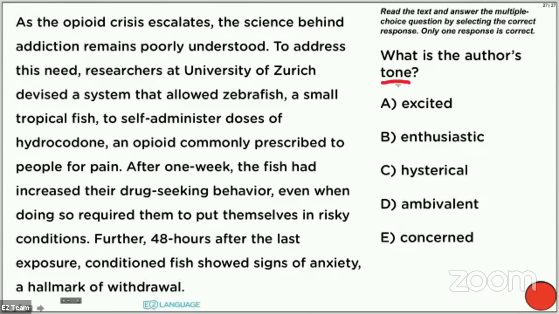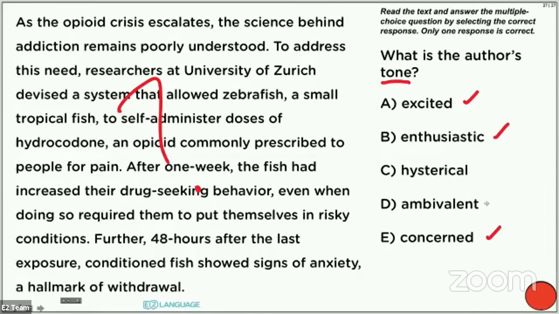Tone. And then let's connect this to the answer options. So we've got, is it an excited tone? Is it an enthusiastic tone? Is it hysterical? Is it ambivalent? Or is it a concerned tone? Okay, so we probably know what that means, and we probably know what this means. Hysterical means to be sort of highly emotional. And ambivalent means to have mixed feelings, like happy and sad, or sort of sure but unsure, mixed feelings.